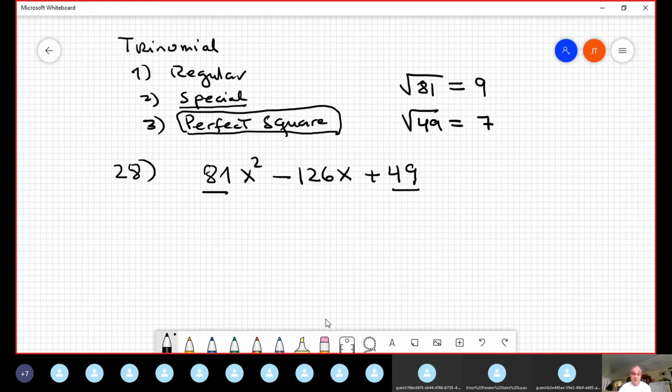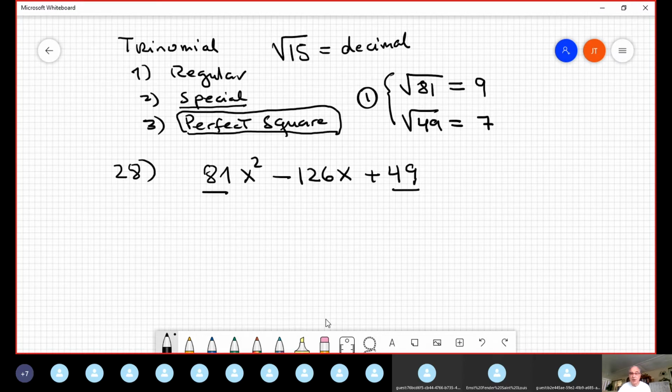Otherwise, if this number is not a perfect square, it's because this is not a perfect square trinomial. Suppose it is, I don't know, 15. The square root of 15 is a decimal. So it is not a perfect square. Okay, one more condition. This is condition number 1. The first number and the last number must be perfect square numbers.